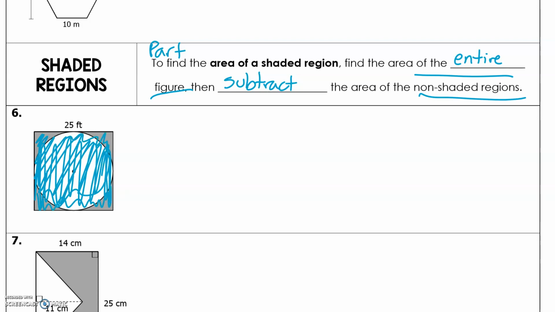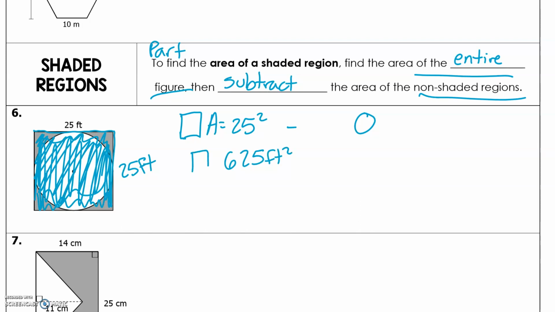So for this figure, it's a square. So we have this side and this side. This side is also 25 feet. And so we're going to find the area of the square first, and then we're going to subtract the area of the circle on the inside. Looking at this, the area is 25 squared, and 25 squared is going to give you 625 feet squared. So that's going to be the area of the square.